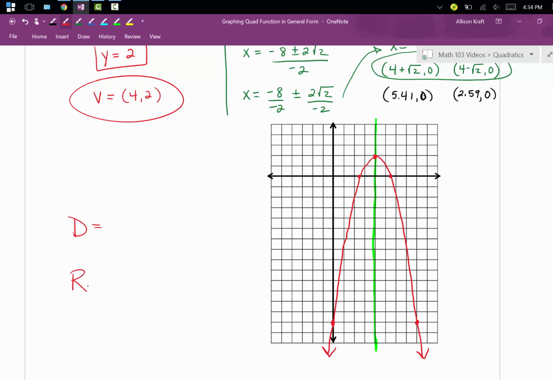We want to state the domain and range. The domain of any parabola is always negative infinity to positive infinity, and our range this time, negative infinity to positive 2 including.